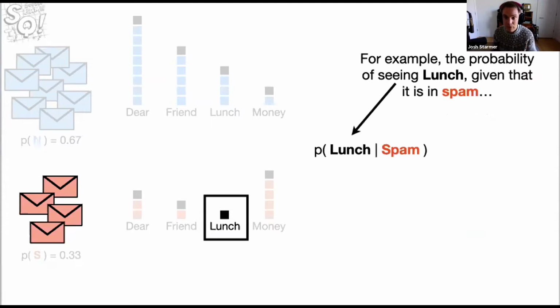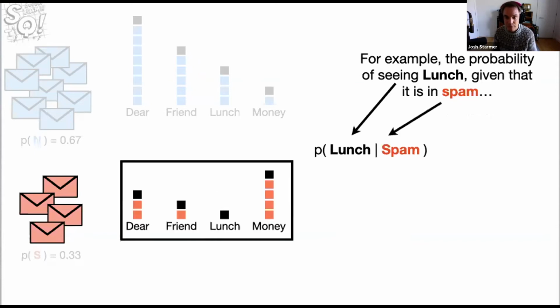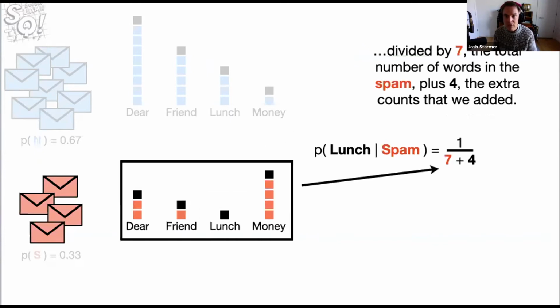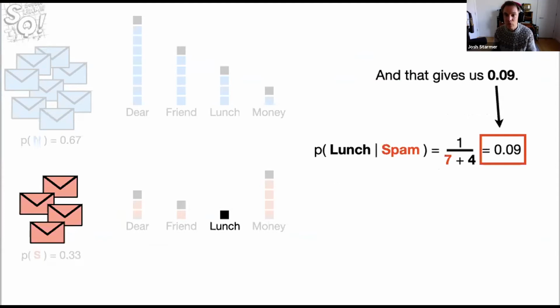For example, the probability of seeing lunch, given that it is in spam, is 1 divided by 7, the total number of words in spam, plus 4, the extra counts that we added. And that gives us 0.09.